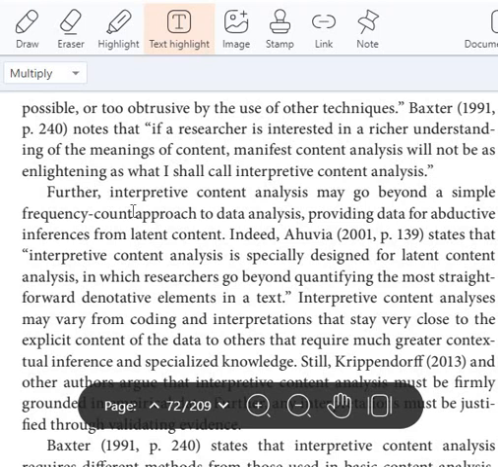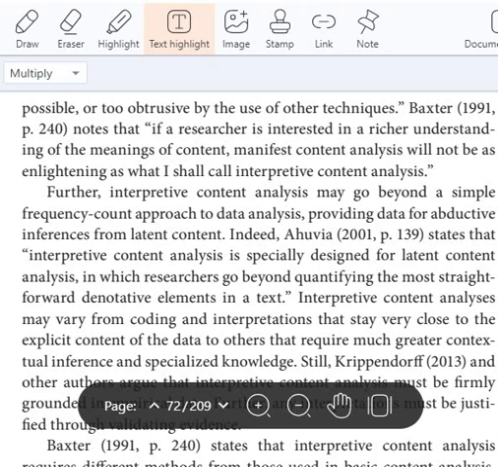He states that interpretive content analysis is especially designed for latent content analysis, in which researchers go beyond qualifying the most straightforward denotative elements. So we're not focusing on the denotative elements. We're not focusing on the dictionary meaning. We're focusing on the connotative meanings.